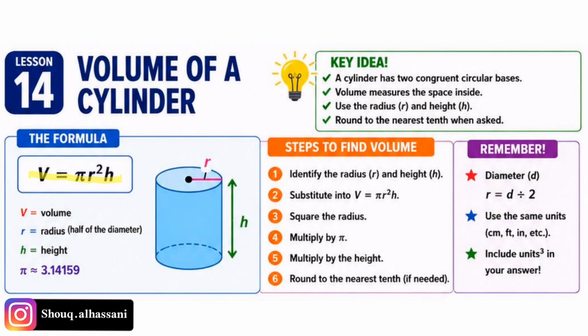The first thing we do is identify the radius and the height. Next, we square the radius and then multiply by the height. One important thing to remember is that if we are given the diameter, we need to divide it by 2 to find the radius. And don't forget, volume is always written in cubic units, like cubic centimeters, cubic inches. Once you follow these steps, finding the volume of a cylinder becomes quick and easy.